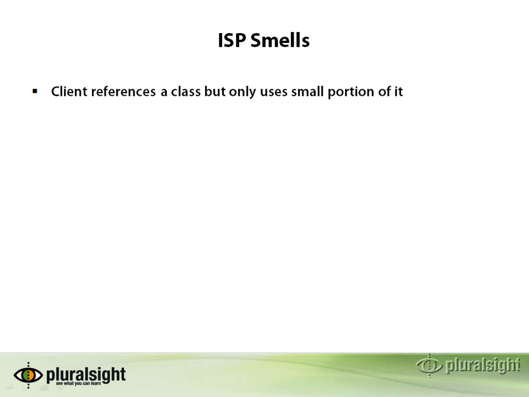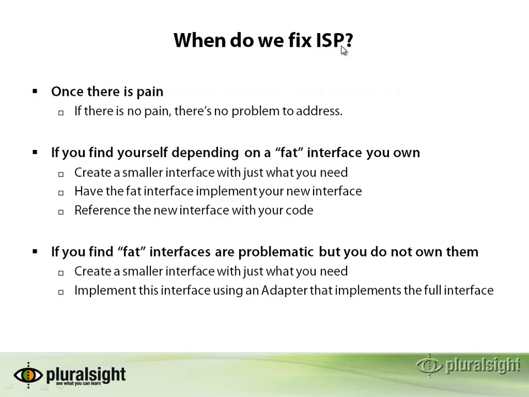Another smell is when you have a client that references a class, but it only uses a small portion of it. This is very similar to the last smell, but not quite exactly the same. This is more from the client side rather than from the implementation side. When you see this, sometimes you can make a facade or some other kind of class that your class depends on, and it makes it so that you're not depending upon the larger class, which is perhaps more likely to change and break your class.